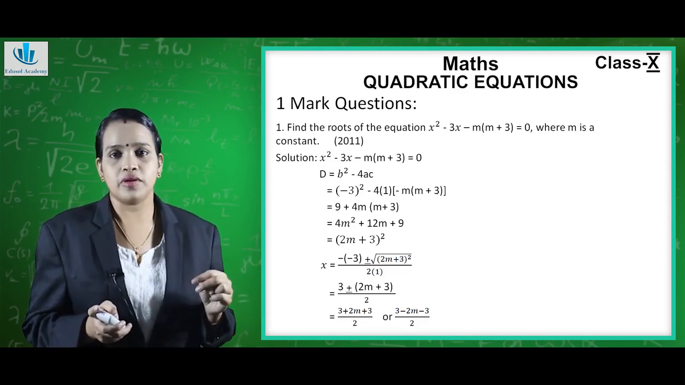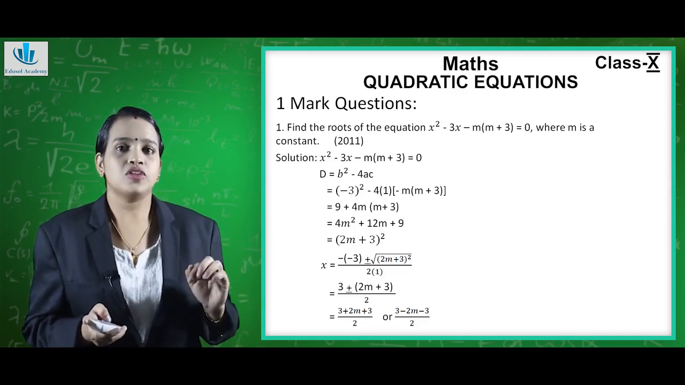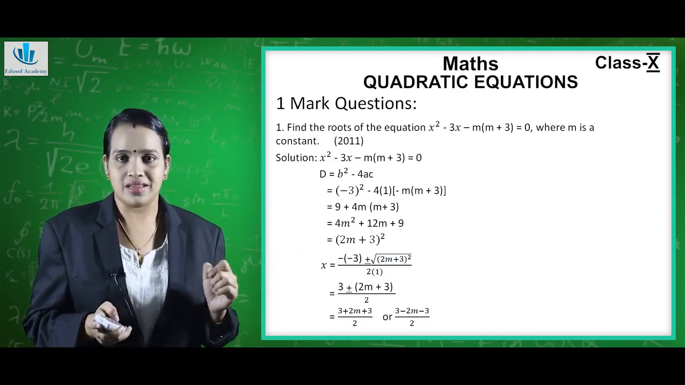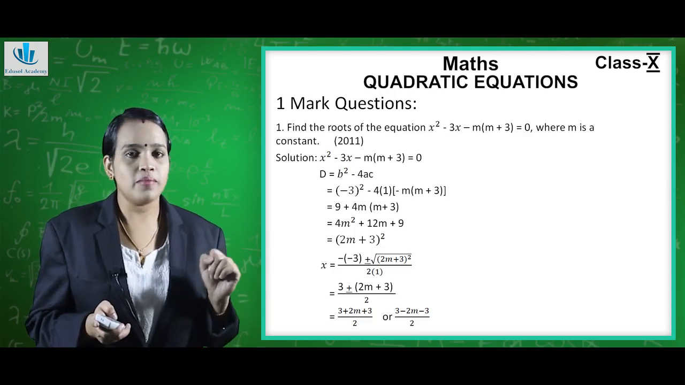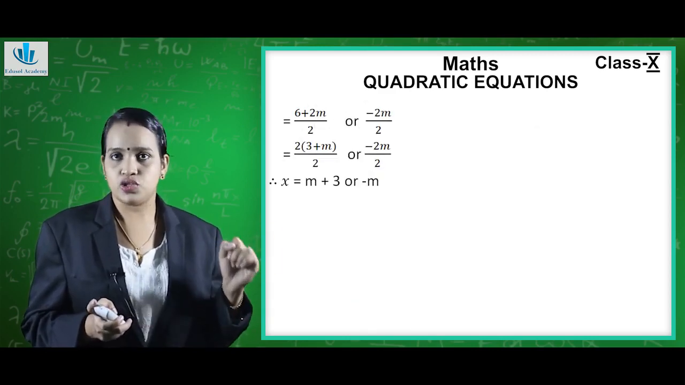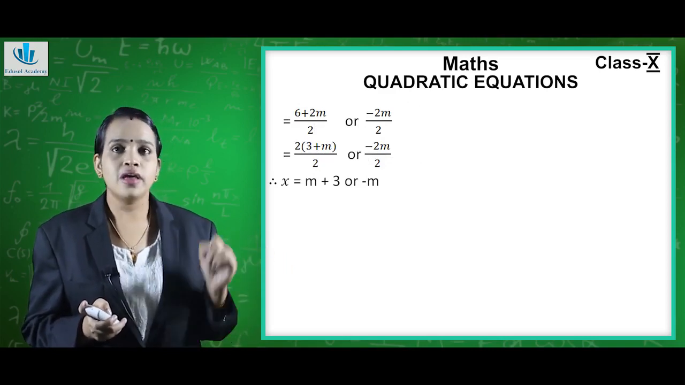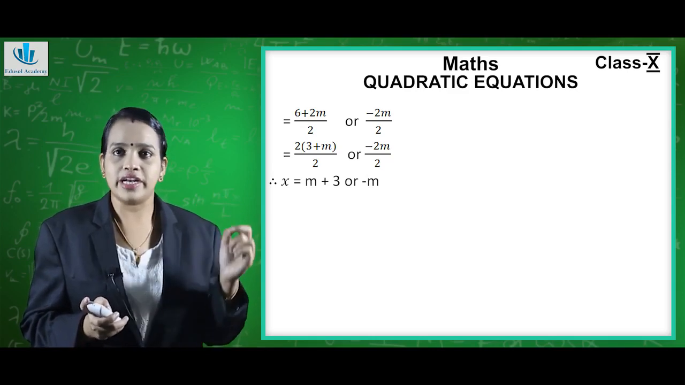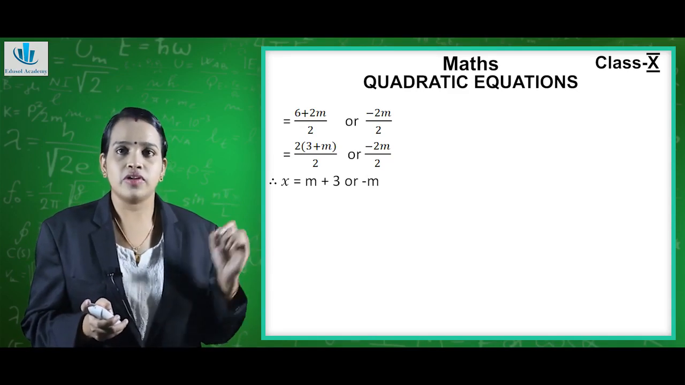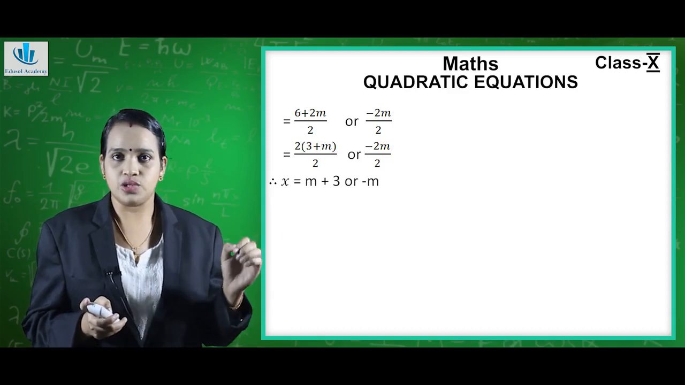Now we can separate it because plus and minus both signs are there. So we will separate it. So it becomes (3 + 2m + 3) upon 2, or we can say (3 - 2m - 3) upon 2. Now when we solve here, 3 + 3 gets 6, (6 + 2m) upon 2, or we can say -2m upon 2. Now again we can solve, we can take common as 2. So 2 into, it remains (3 + m) upon 2. Here it remains as it is, so -2m upon 2.